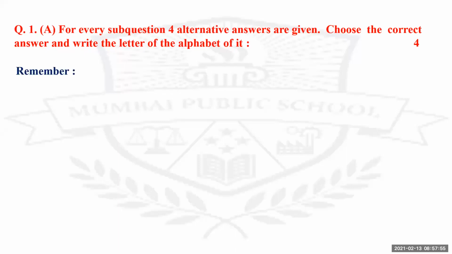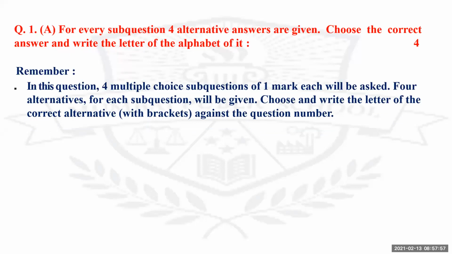Remember, in this question, 4 multiple choice sub questions of 1 mark each will be asked. 4 alternatives for each sub question will be given. You have to choose and write the letter of the correct alternative against the question number. All the sub questions are compulsory. You don't have any option in this question.